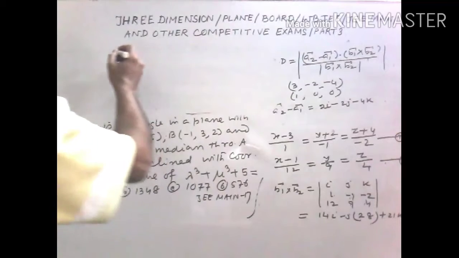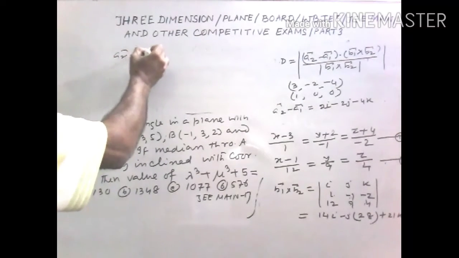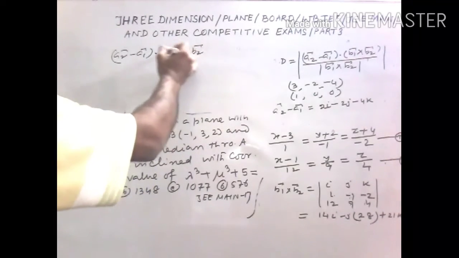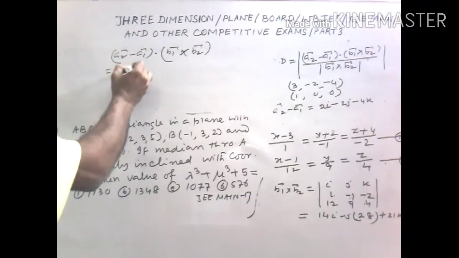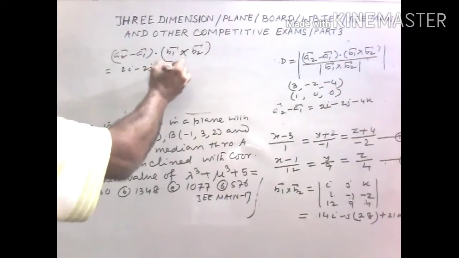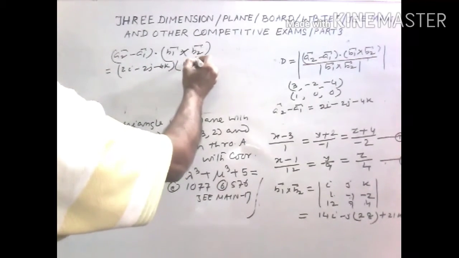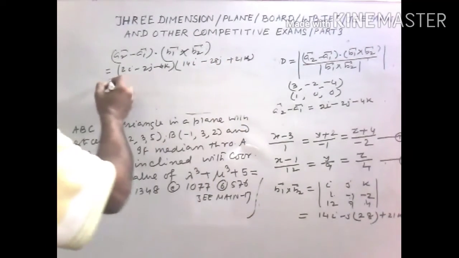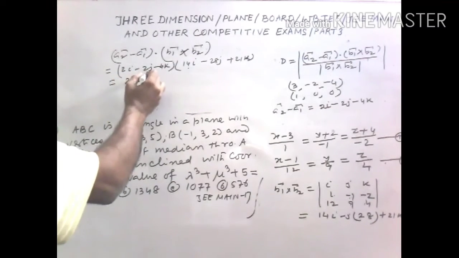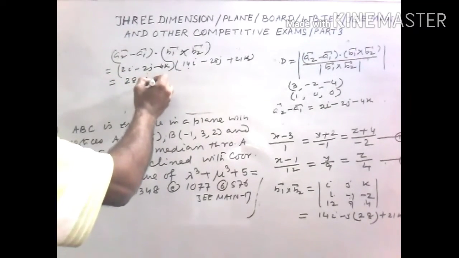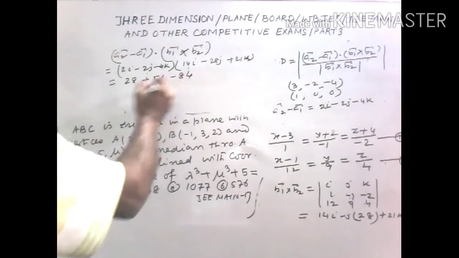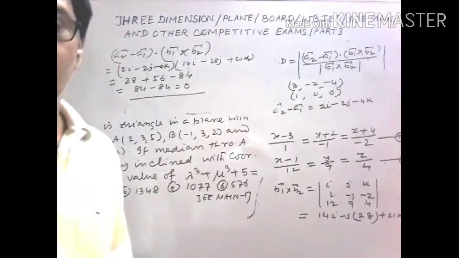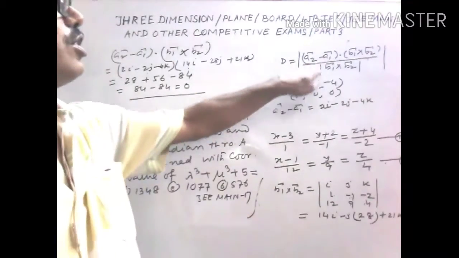So now we calculate the numerator part. A2 minus A1 dot B1 cross B2. Now 2i minus 2j minus 4k, and this one is 14i minus 28j plus 21k. So 28 plus 56 minus 84. So 84 minus 84 equals 0. So we get numerator as 0.